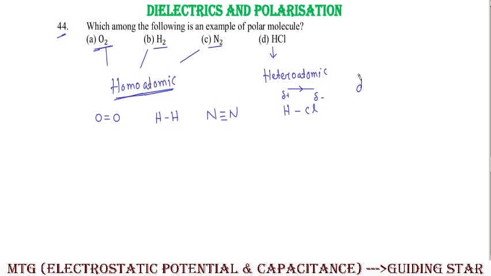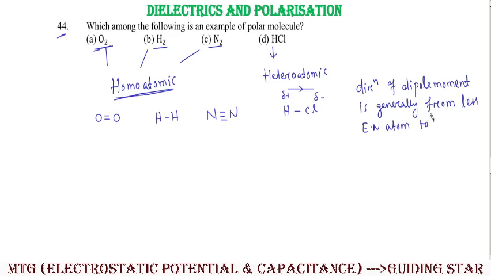That means the direction of dipole moment is generally from less electronegative atom to more electronegative atom.